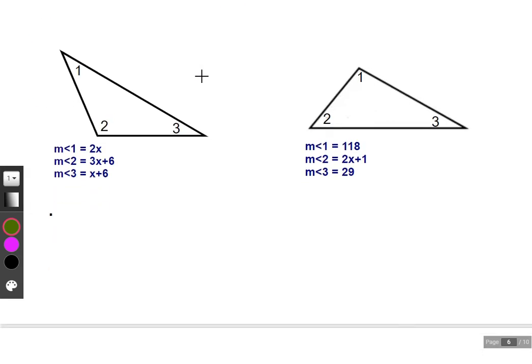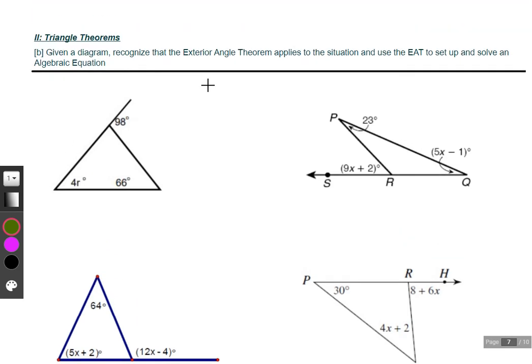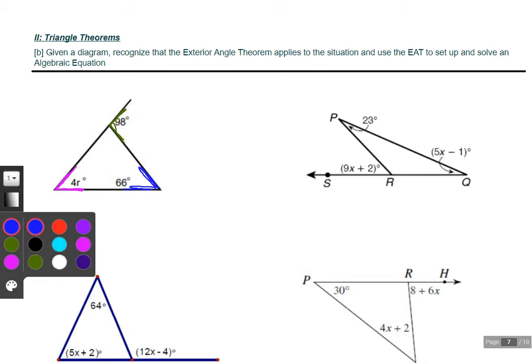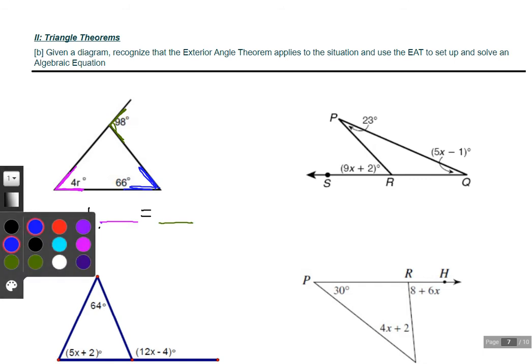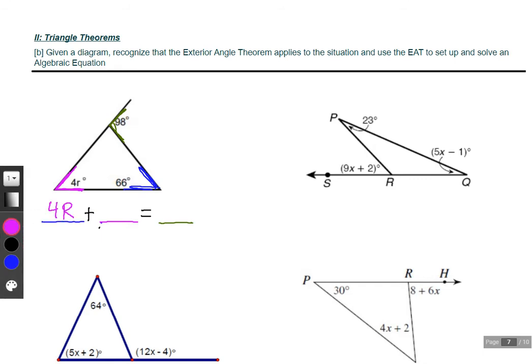All right, so again, this tells us we're going to use exterior angle theorem. But again, we could have guessed that simply because of the setup of the problem. We have one exterior angle, one angle on the outside, and then we have 2 interior angles, neither of which are adjacent or touching that exterior angle. So by the exterior angle theorem, what we can do is add the 2 interior angles together that do not touch the exterior, and that should be precisely equal to the exterior angle. In other words, if I take 4r, and I add 66, that should be equal to 98.